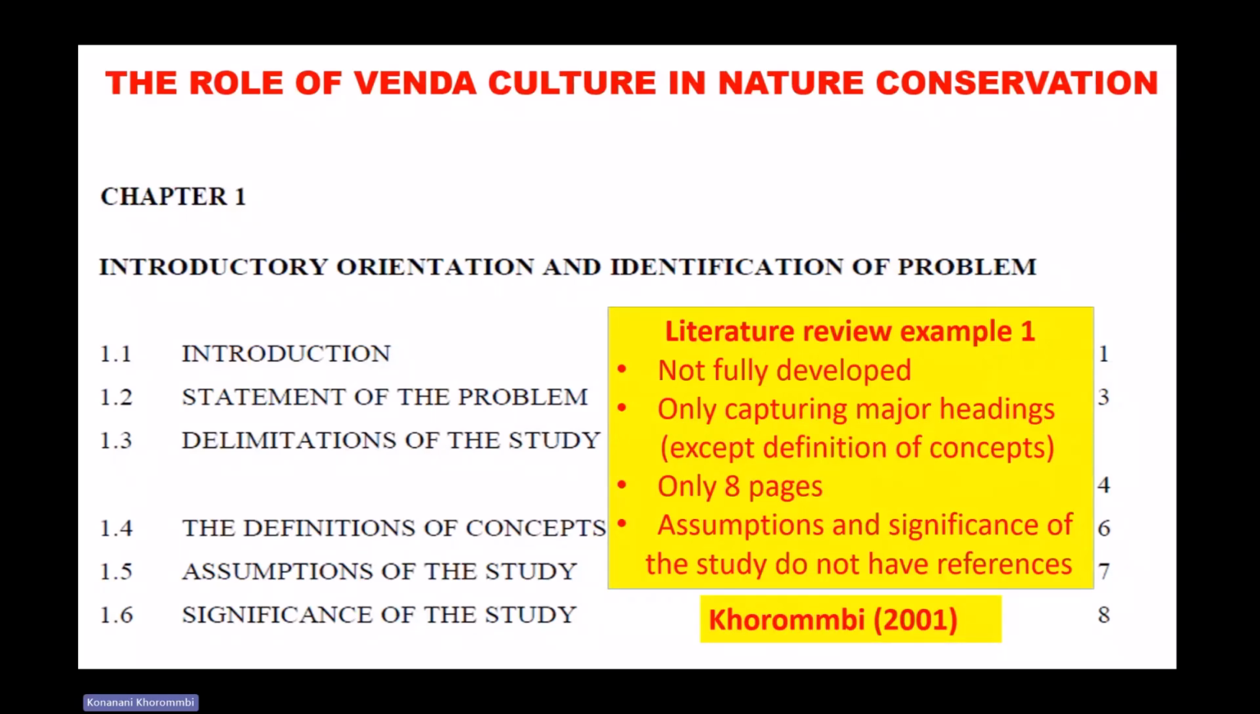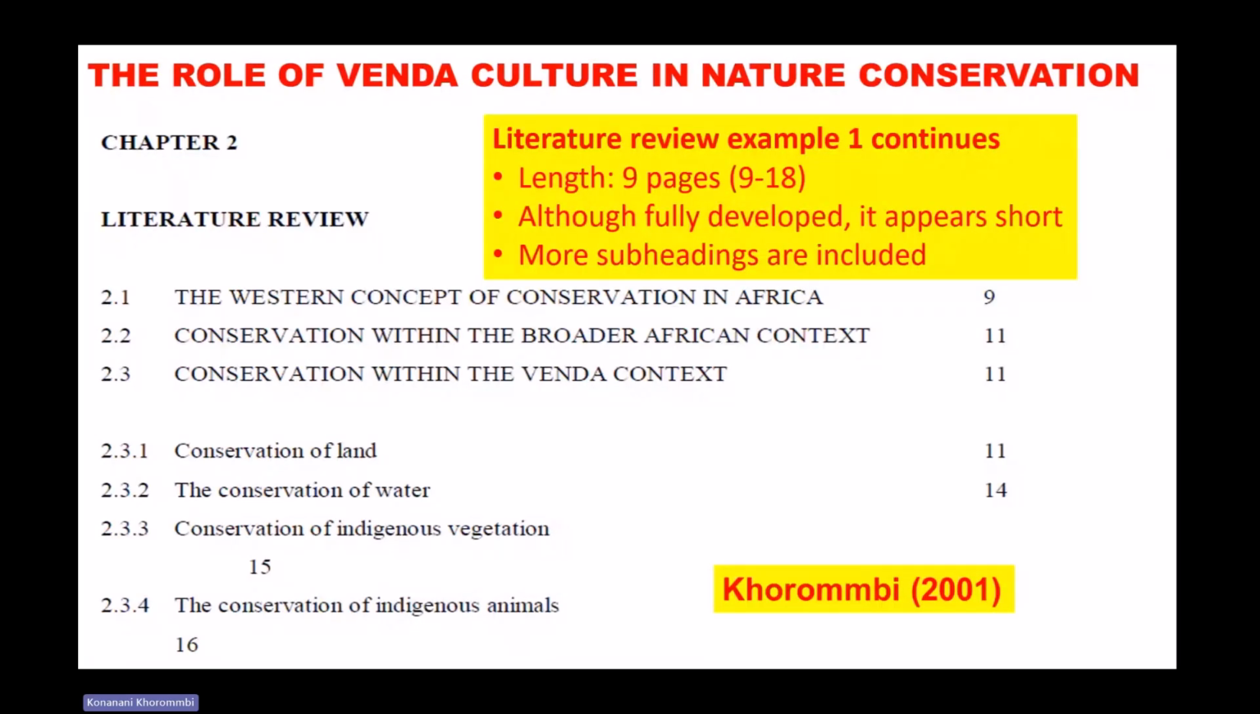Now, chapter 2 is where you do a lot of literaturing. You explore in detail and in full. The pages might vary, but between 20 and 60. It depends on the type of study and the advice that you would get from the study leaders. But in chapter 2, in this case, the length was 9 pages, from page 9 to page 18. Although fully developed, it appears short.